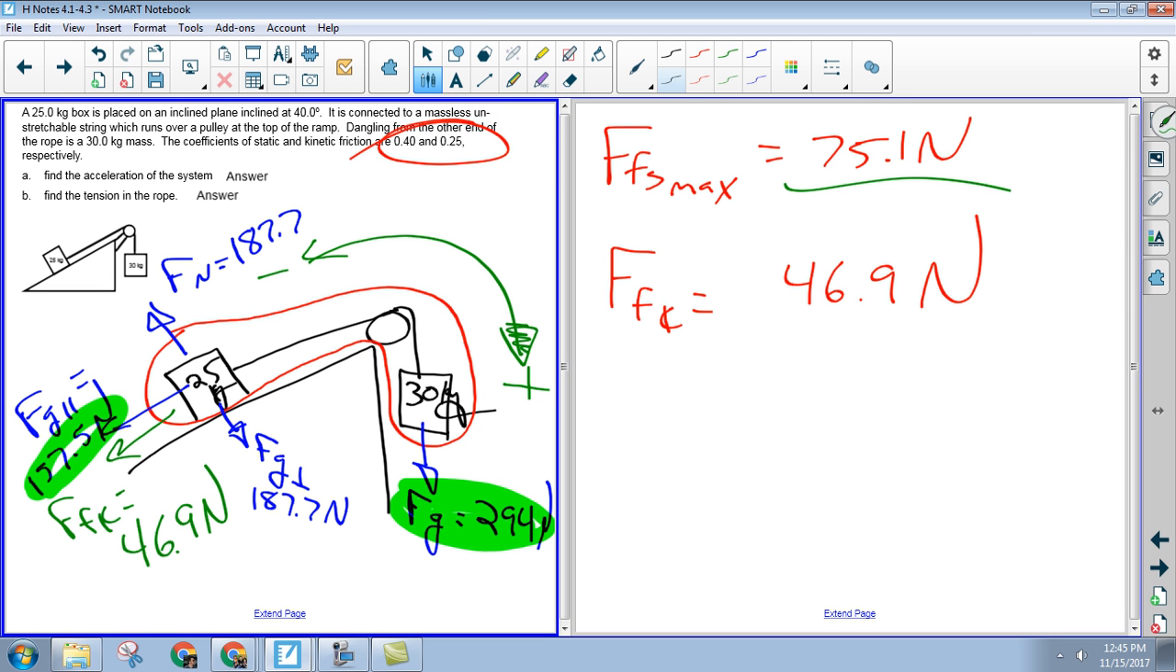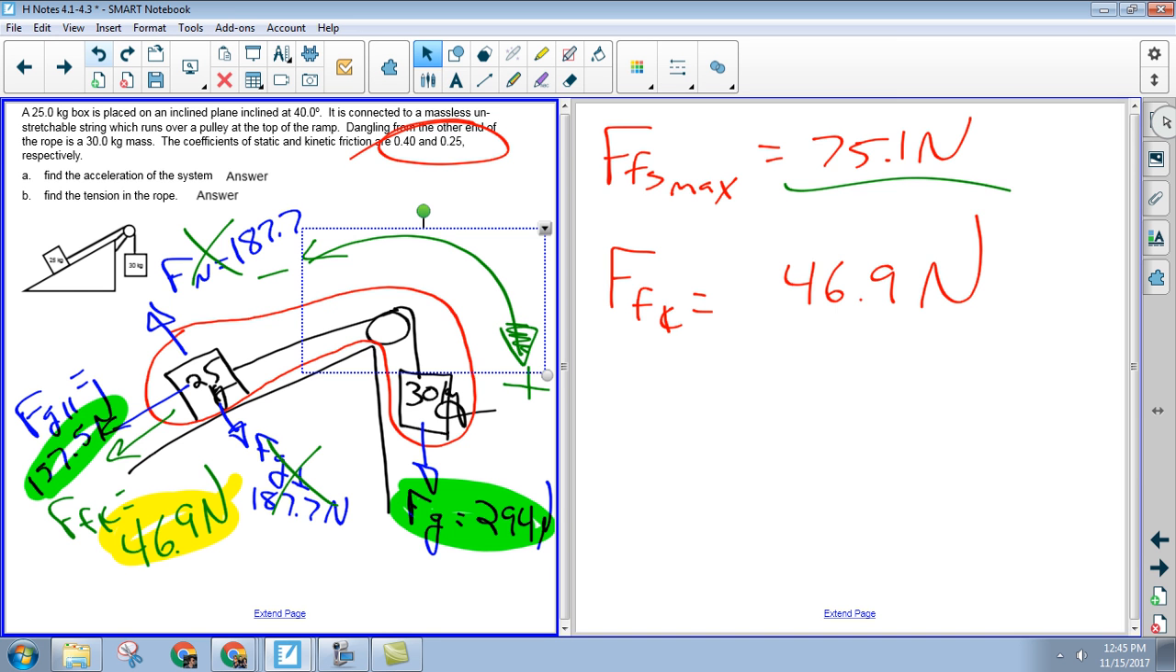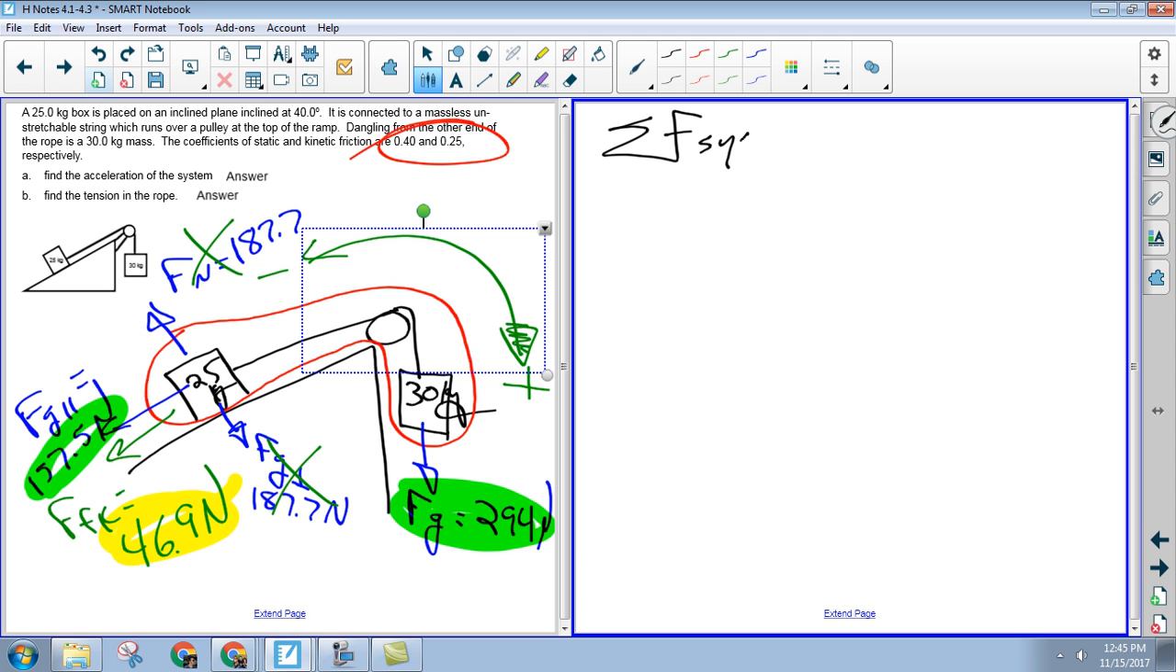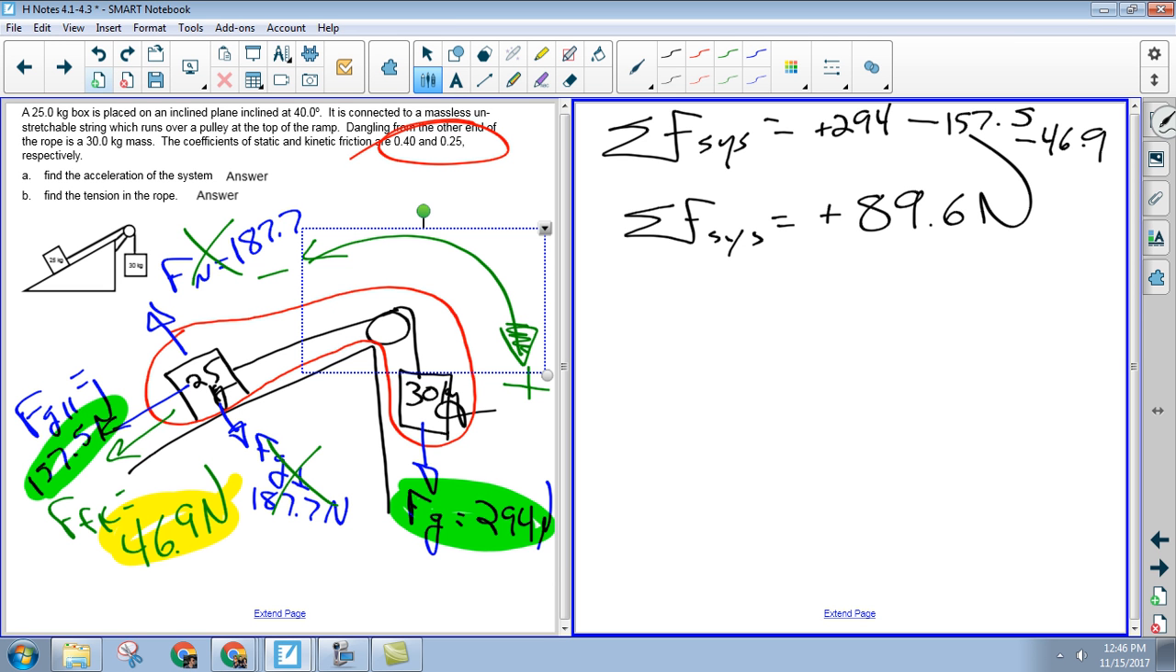Cool? All right, so now my net force is going to be the result of those three forces, right? The three that are highlighted right now. Because these two guys are going to cancel out, right? So here we go. The net force on the system for us is going to be positive 294 minus 157.5 minus 46.9. And so the net force on the system ends up being positive 89.6 newtons. Good? Because those are the forces that are going to contribute to the motion of the whole thing, the whole system.